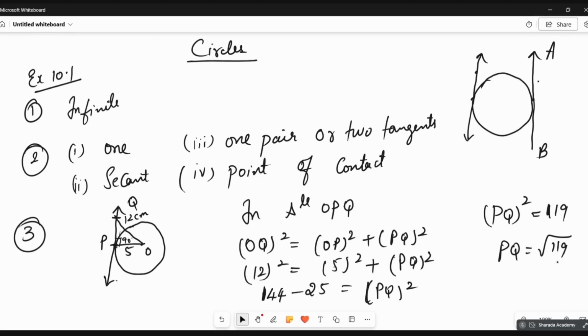If you are not getting a perfect square, it's fine. Root of that you can keep. So which option is that? D is the option. And this type of question they ask for 1 mark only.